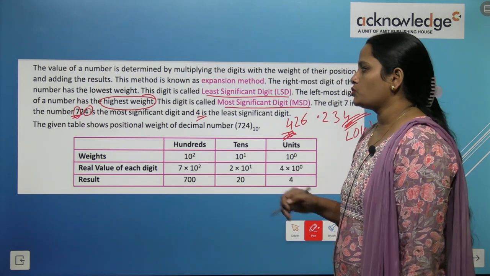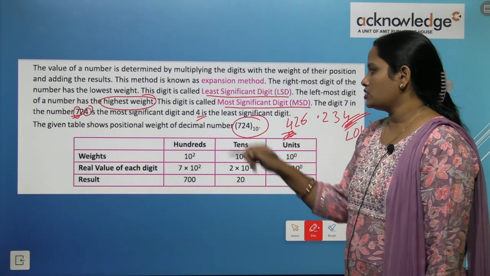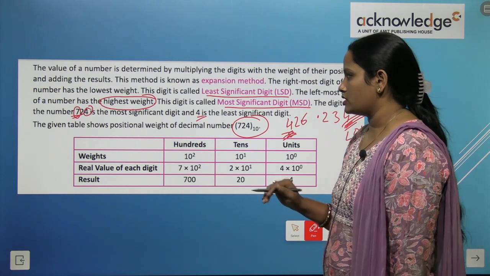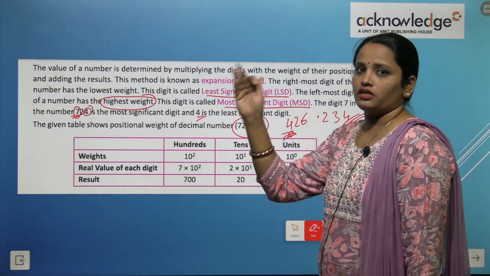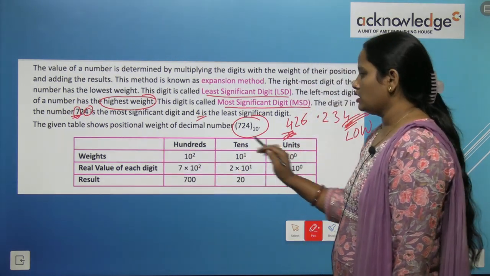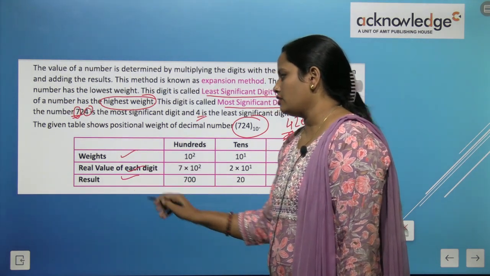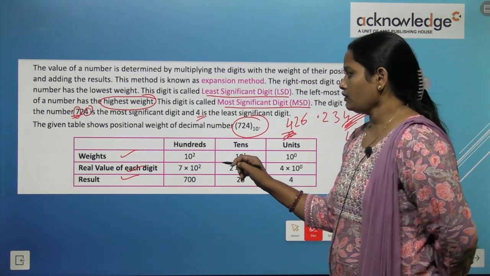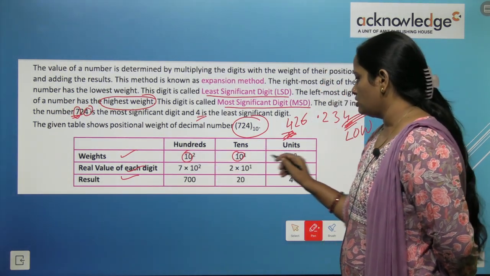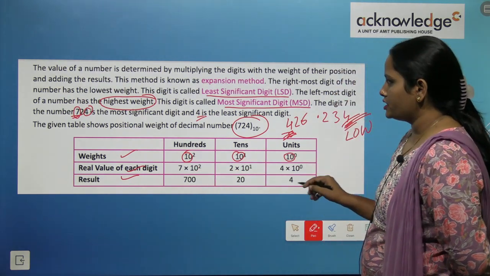The given table shows the positional weight of the decimal number system. So this is the decimal number given. We are going to learn about the positional weight of this. As the position increases, the weight also increases. Here 3 columns are made: hundreds, tens and units, then weights, real value of each digit, and result. As we already know, in the decimal system we use 10 as the base. So here everywhere 10 is used. Now this is the real value of each digit.